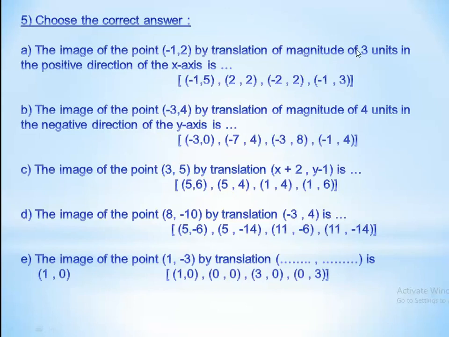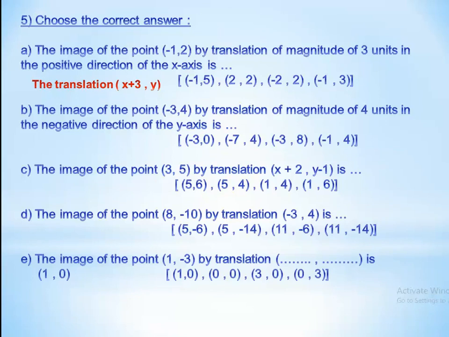So let's see. The translation here will be x plus 3 and y, because he didn't tell me about y, so y is fixed, okay? Y does not change, so the translation is x plus 3 and y. Why x plus 3? Because he told me the magnitude is 3 units in the positive direction, so it will be x plus 3 units.